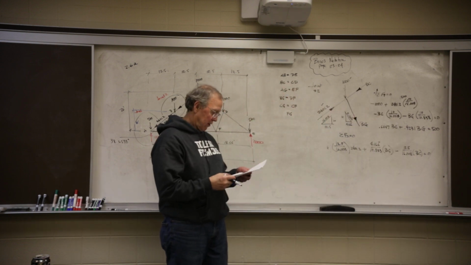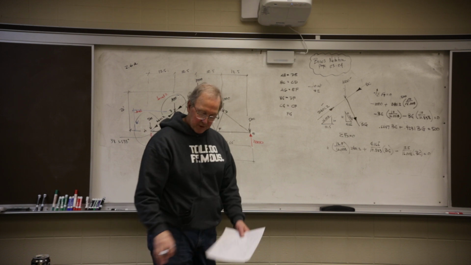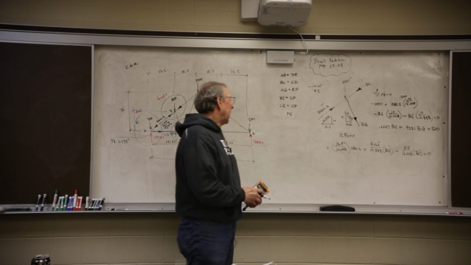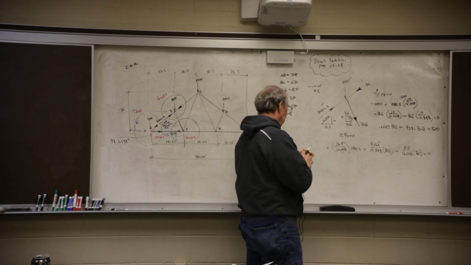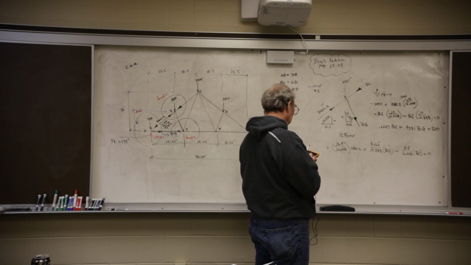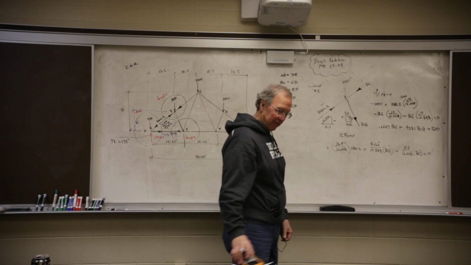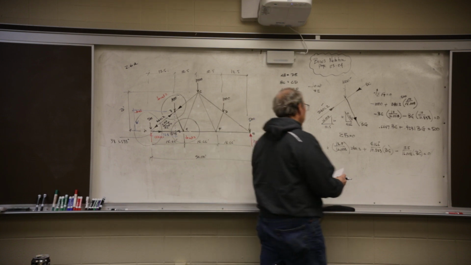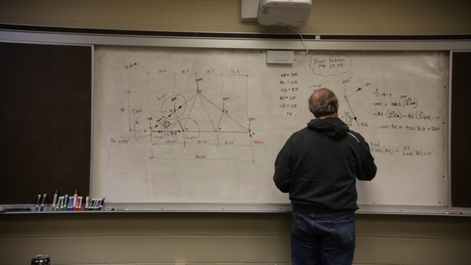Okay, let me see what I got here. I've got all three of them. I'm going to take 12.5, divide it by 16.008, and multiply it by 2401.2. So this number right here is 1875.